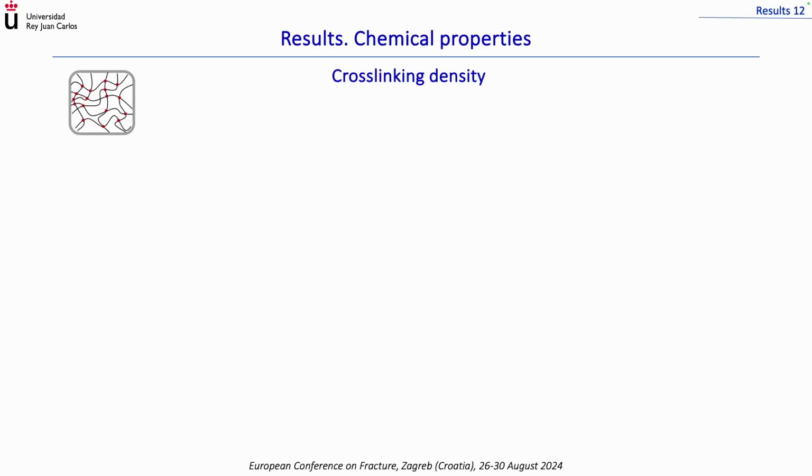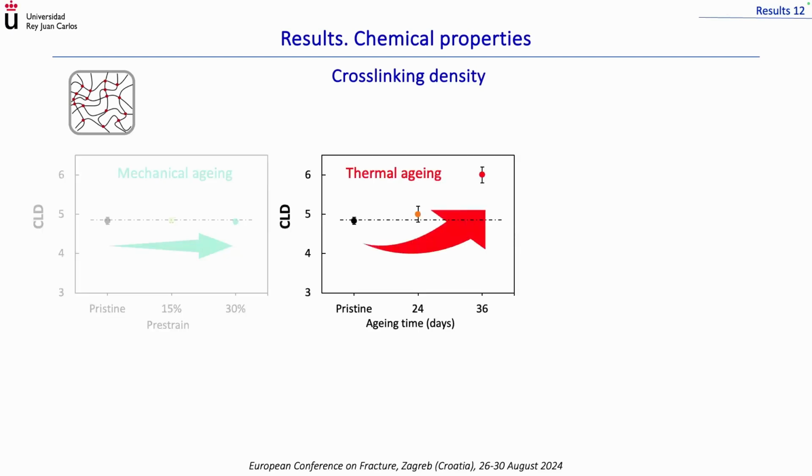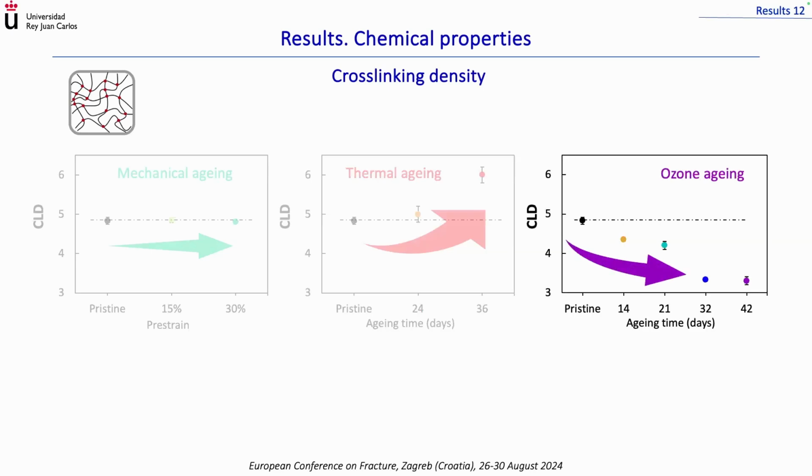Regarding the cross-linking density, in mechanically aged specimens, the cross-linking density is not modified with the level of prestrain. In thermally aged specimens, the cross-linking density of the elastomeric rubber increases with aging time, and the opposite trend is observed in ozone-aged specimens.